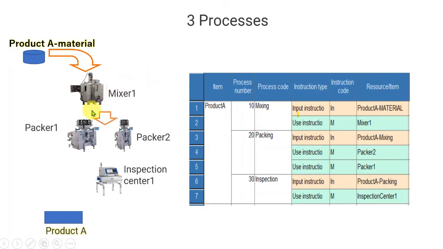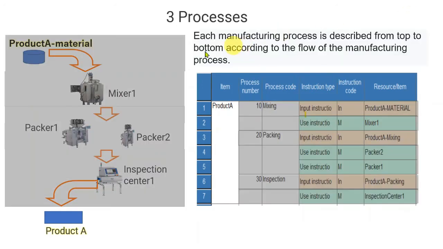First process. The output goes into packer 1 and or packer 2 and goes to inspection center 1. The third process.